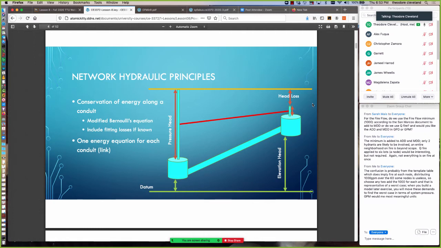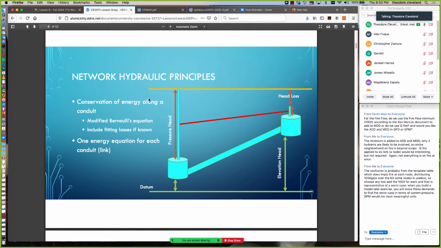So conservation of energy along a conduit is simply the modified Bernoulli's equation, including all known losses, and it simply says that the total head at this node, in this case the left node, minus the head loss going to the right node is equal to the total head at the right node. So we have total head here equals total head here minus the head loss. And so that gets us to these two heights that represent the pressure head at each node. And for each link in a model, each pipe, each conduit, there'll be an energy equation for each link.